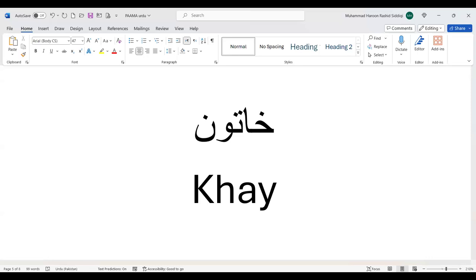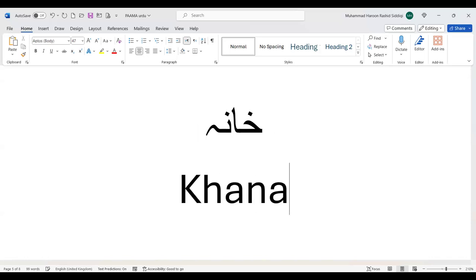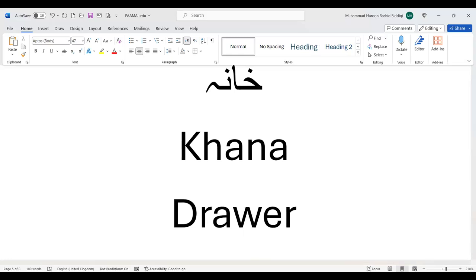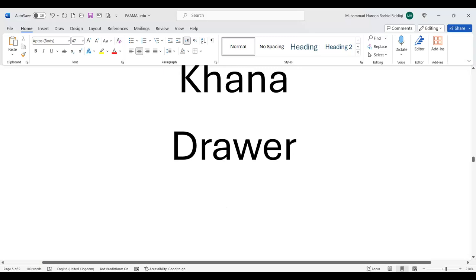If this is a big word, I can actually change it. Khana. Yeah, that's a small word. Khana is like that. So we get khana, which means a drawer. Depending on the context, sometimes it's also referred to as a corner, but not always. Most widely, it's used for drawer.